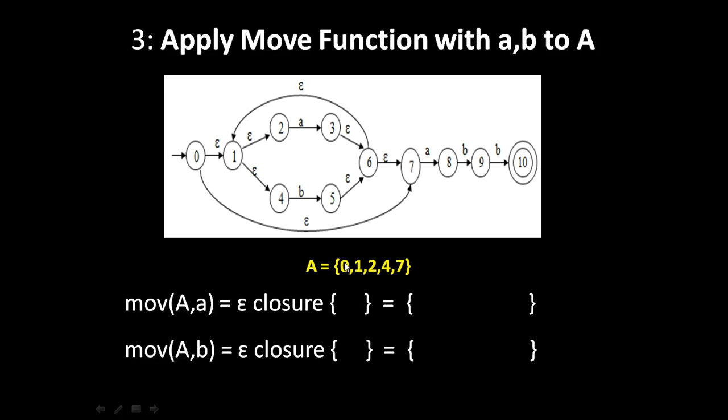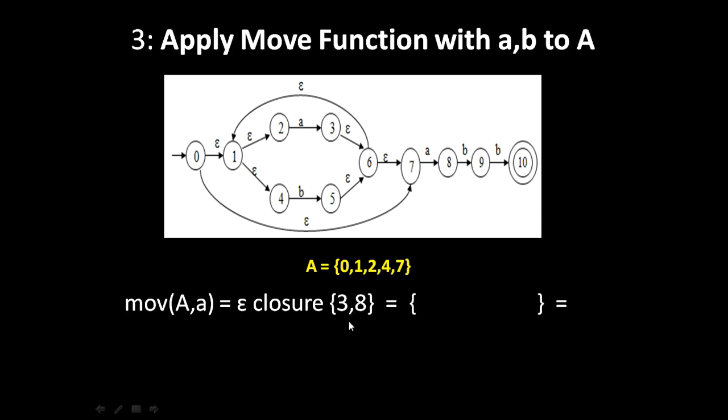First I check state 0. There is no a from 0, so I ignore this state. Then I take state 1. From 1 there is no a, so I ignore this state. From 2 there is an a, reaching state 3, so I write 3. From 4 there is no a. From 7 there is an a, reaching state 8. So I include 3 and 8 here.